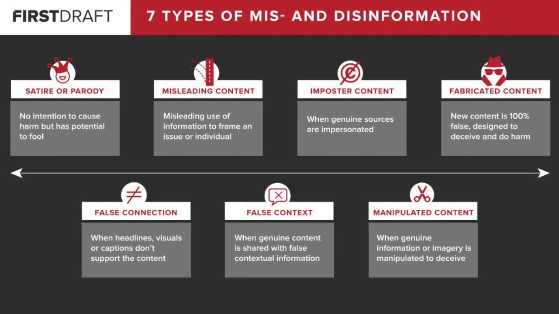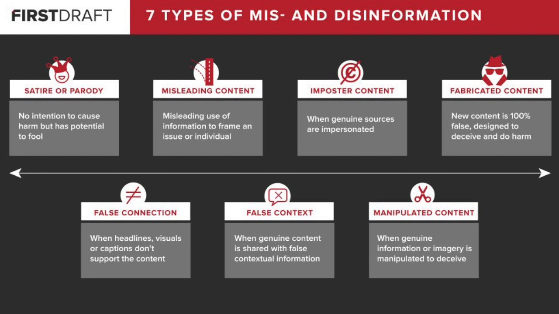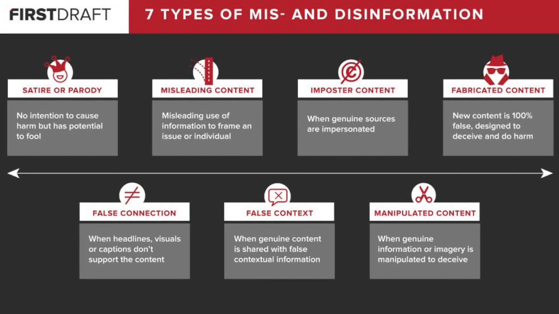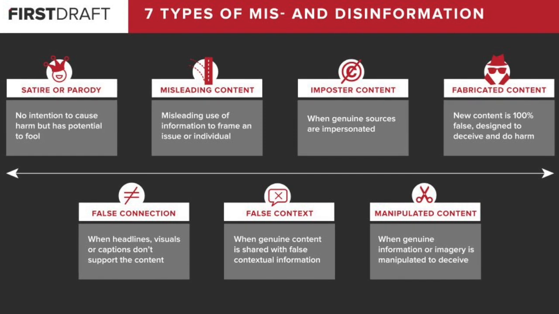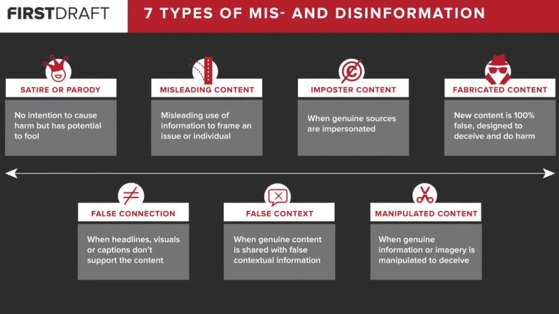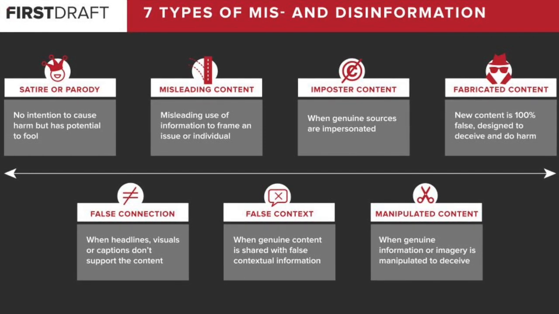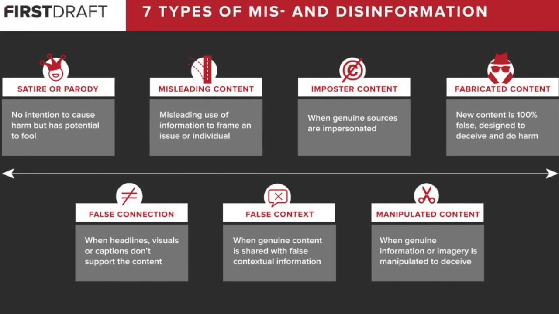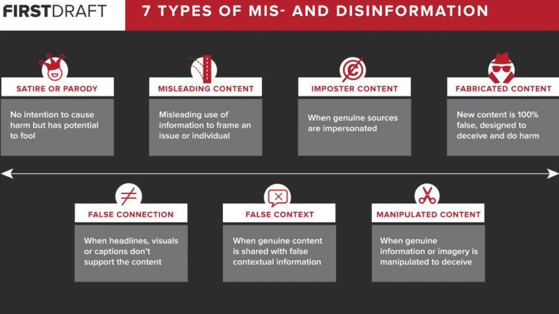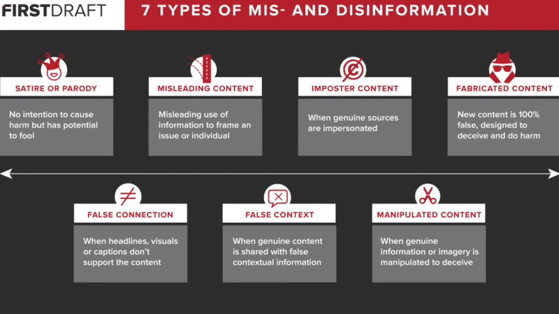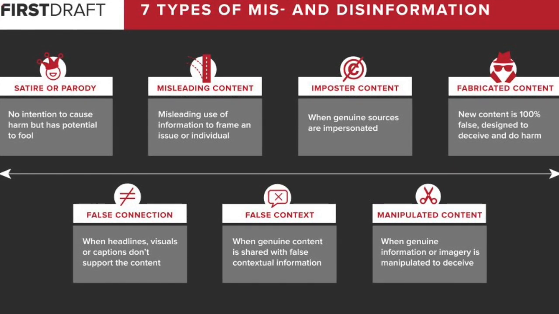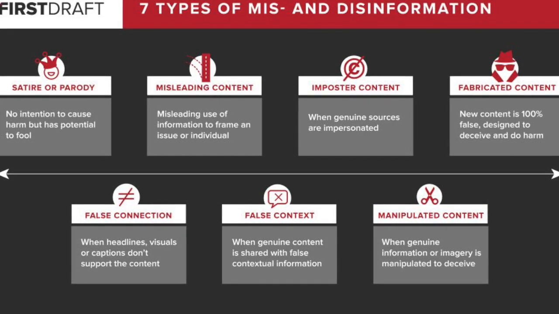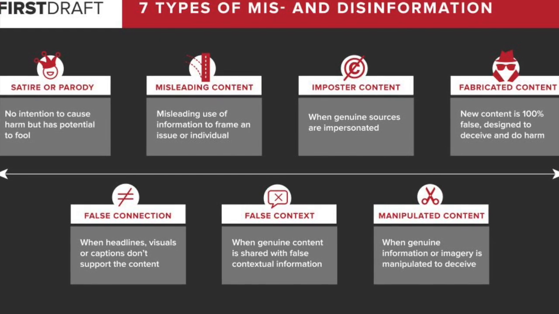Next, we have misleading content, which is information that is meant to mislead you. So this would be an example of disinformation. Imposter content is when genuine sources are impersonated. This happens on Twitter or Facebook, where you think you're reading something reliable and you're not. Fabricated content. It's content that's designed to deceive, just like disinformation. False connection. When headlines, visuals, or captions don't support the content. This is meant to grab your attention.